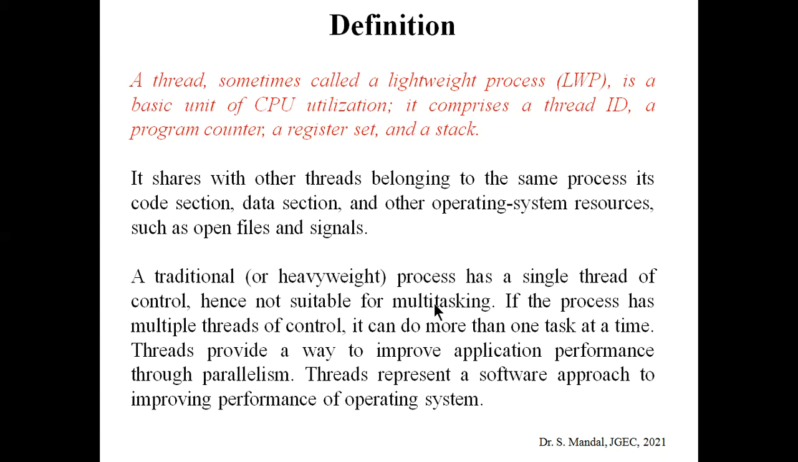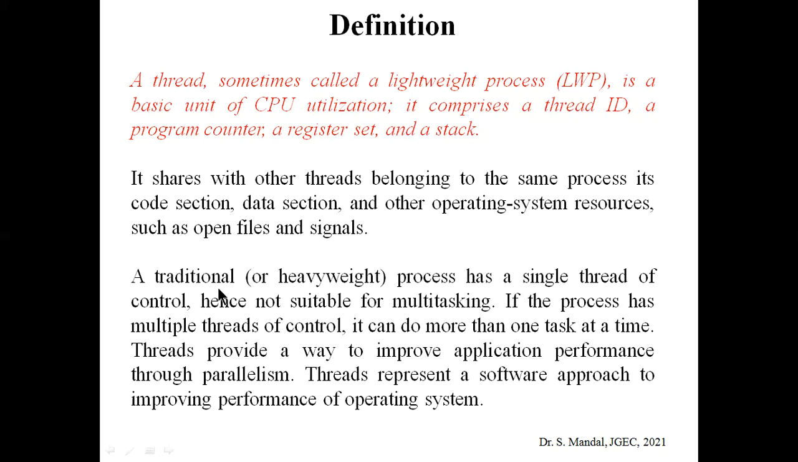It shares the code section, data section, and other system resources with the other threads belonging to the same process. Suppose in MS Word we are typing something. At the same time, the data input from the keypad will be stored, checked for grammatical errors, checked for whether it is within the border or not, checked for alignment, and checked for whether it is bold or italic in font. All this will be considered. So this same data will be shared among the different threads of the same process. It is shared with the other threads belonging to the same process: its code section, data section, and other operating system resources such as open files, signals, etc.